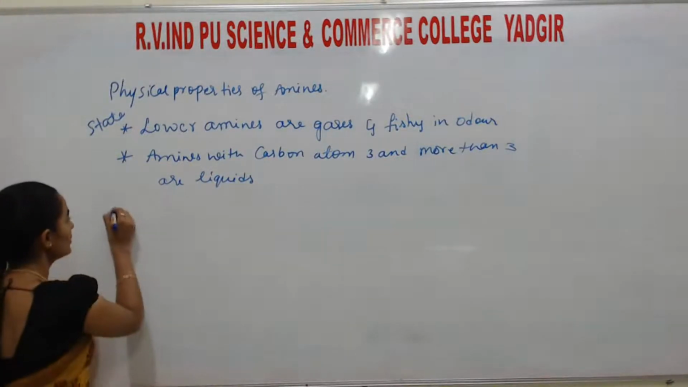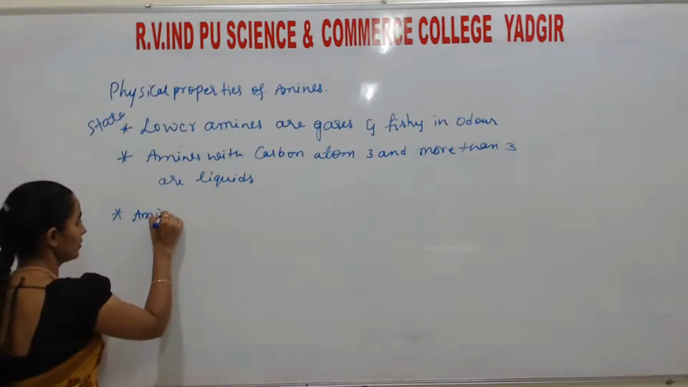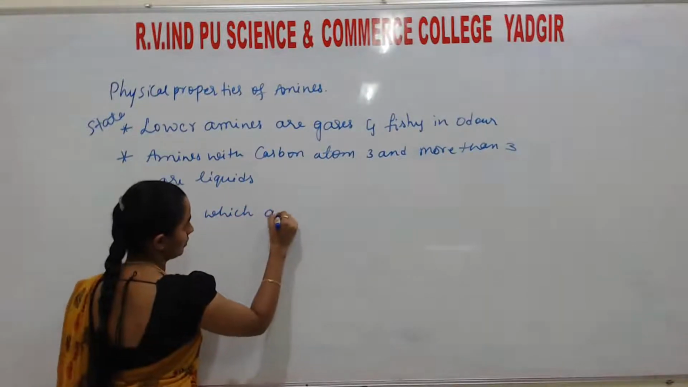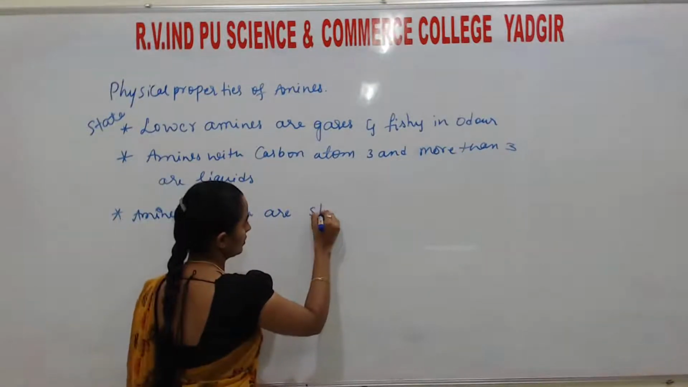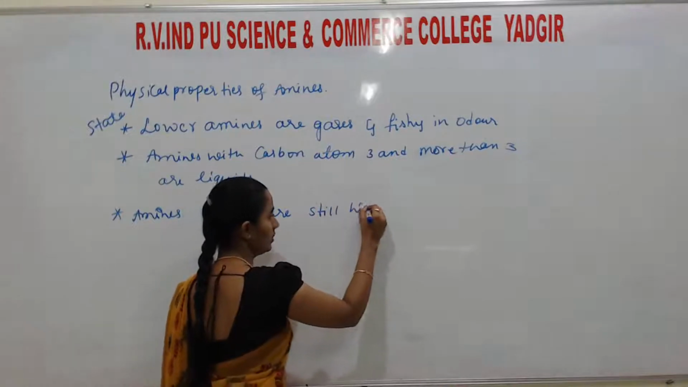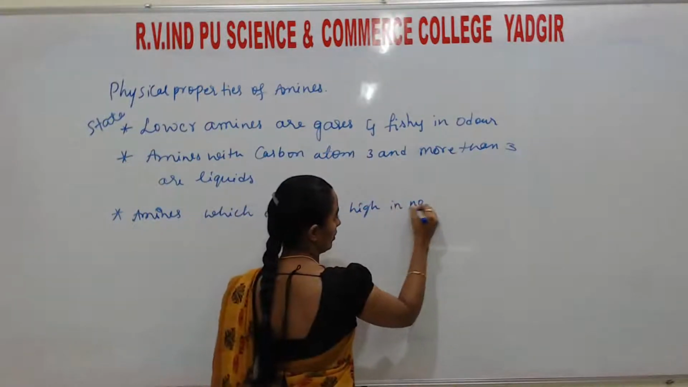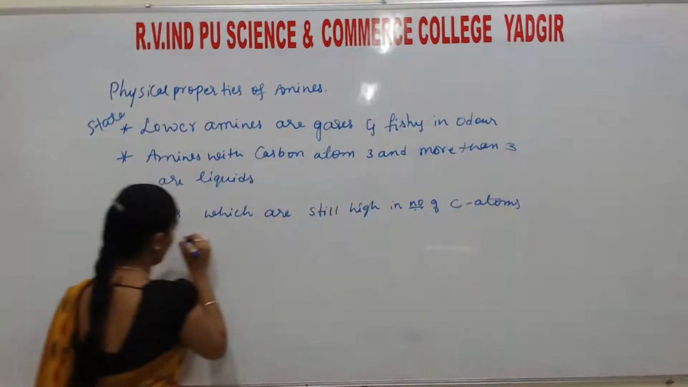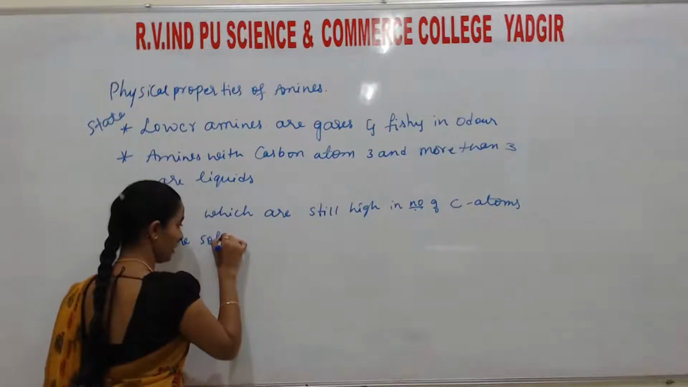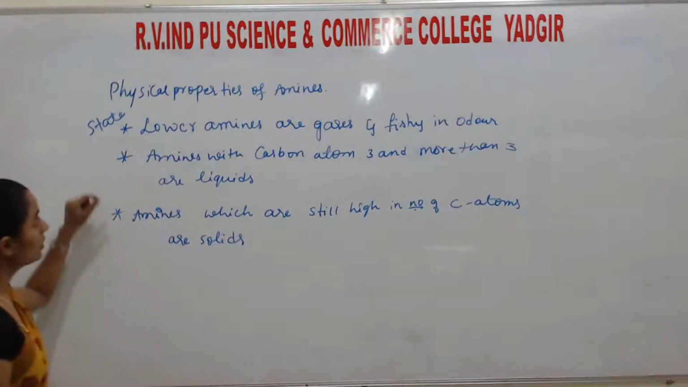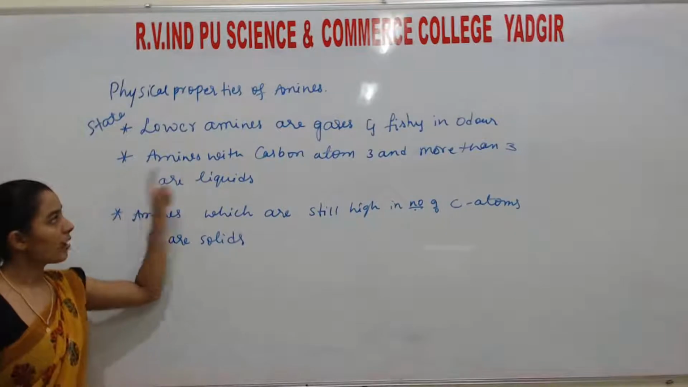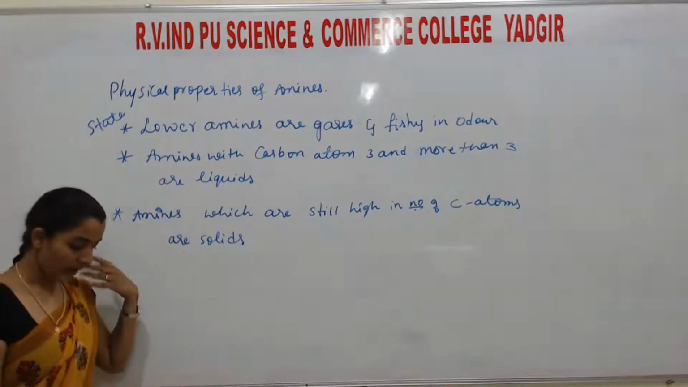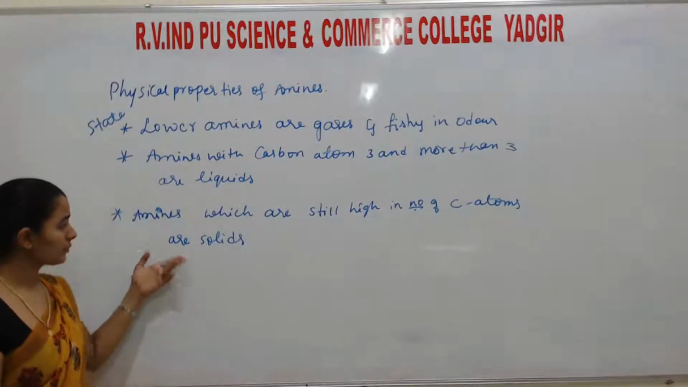And next, amines which are still higher in number of carbon atoms are solids. So students, here the lower amines are gases, the amines with carbon number 3 and more are liquids, and the amines with maximum number of carbon atoms are solids.